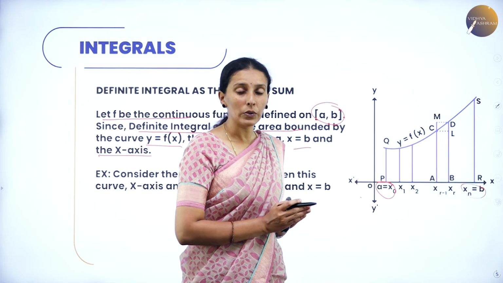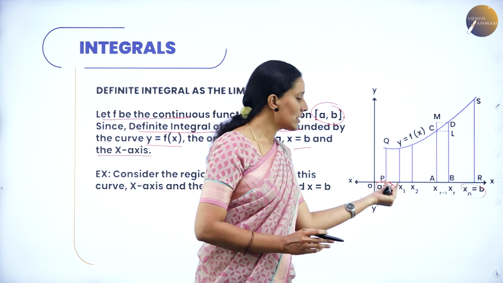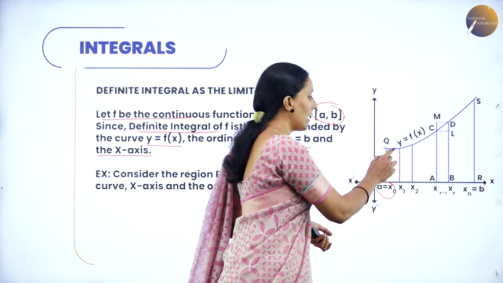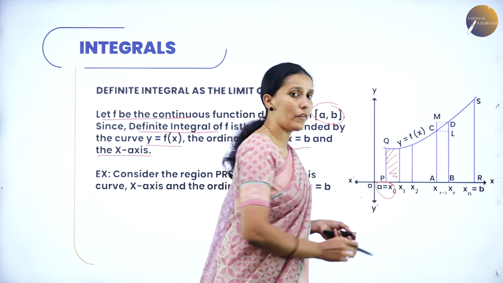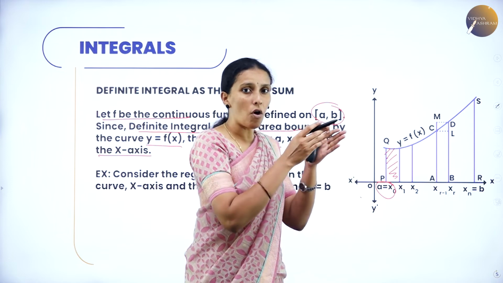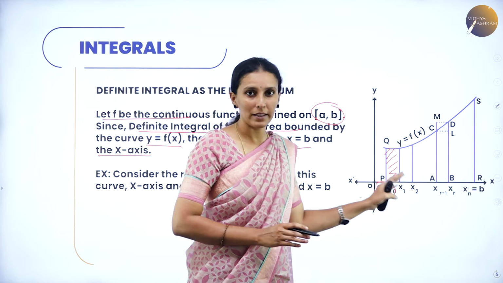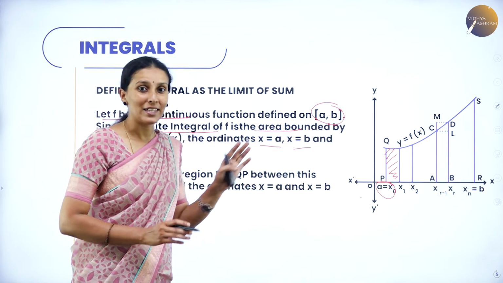Now what we are going to calculate here, within these limits or within these intervals, is the area of each small rectangle, and when you sum all the rectangles you will get the total area bounded by this curve. This is what the definite integral says.